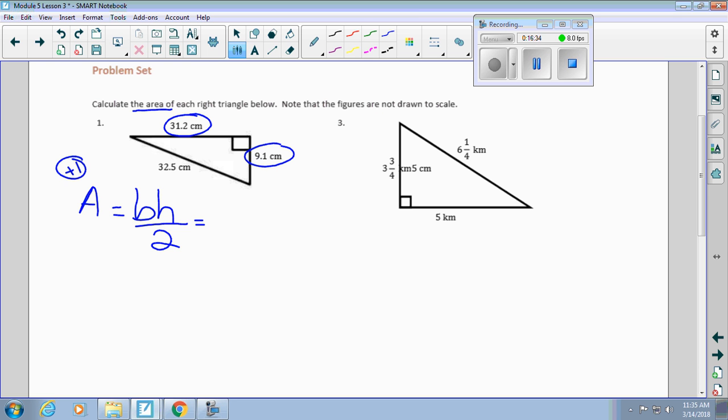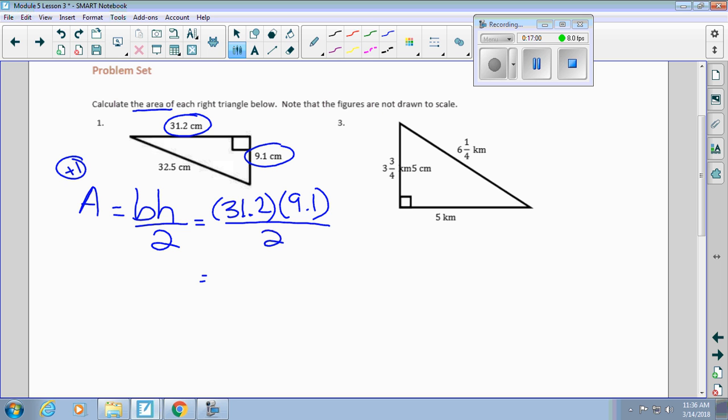So we have 31.2. Now, if you put 9.1 first, that's fine because we know the commutative property of multiplication says it doesn't matter which way we add or multiply. Actually, it's just multiplication in that case, but you know what I'm saying. So 31.2 times 9.1. Now, here's the thing.